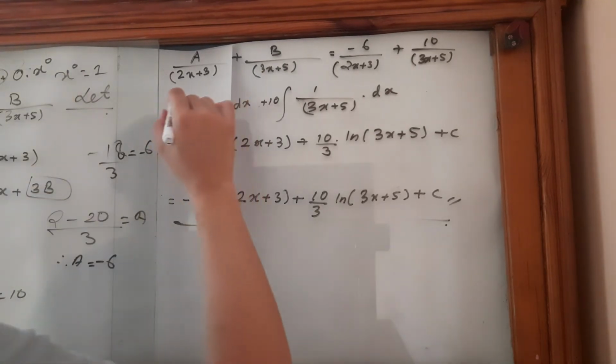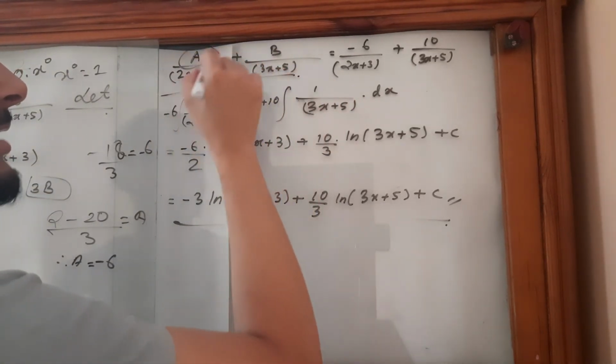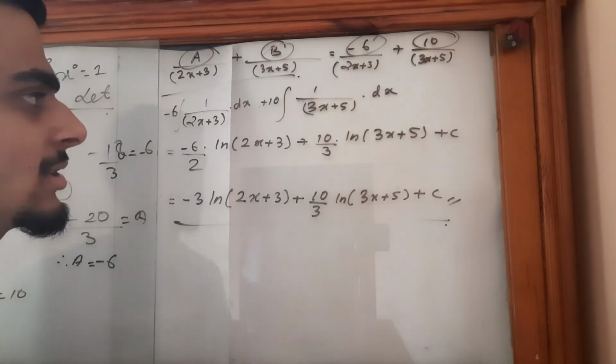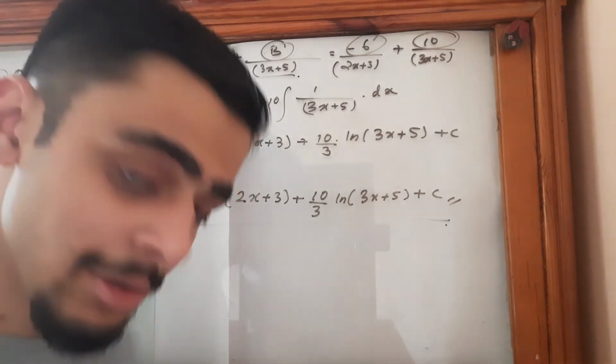We changed the question to this form, and we got to know that the value of a is minus 6, the value of b is 10, and then it was just simple integration. I hope you learned how to do this.